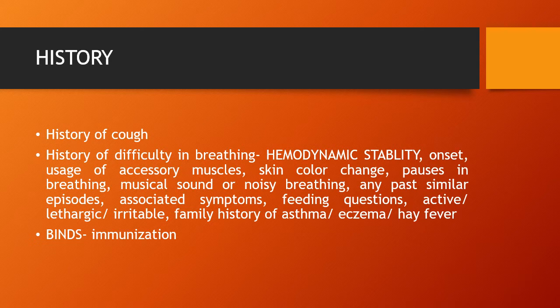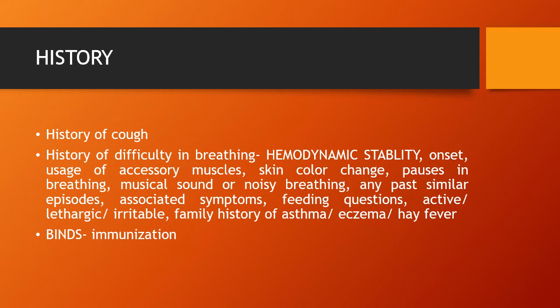So what are the important points in history of cough? First of all, starting with the duration. Since when is the child having cough? How severe is it on a scale of 1 to 10, with 10 the most severe cough? Is it dry or is it productive of some sputum? What is the character of cough? Is it barking, honking type, and ask different other types by naming them, or is it cough, cough, cough, and whoop, suggestive of pertussis?